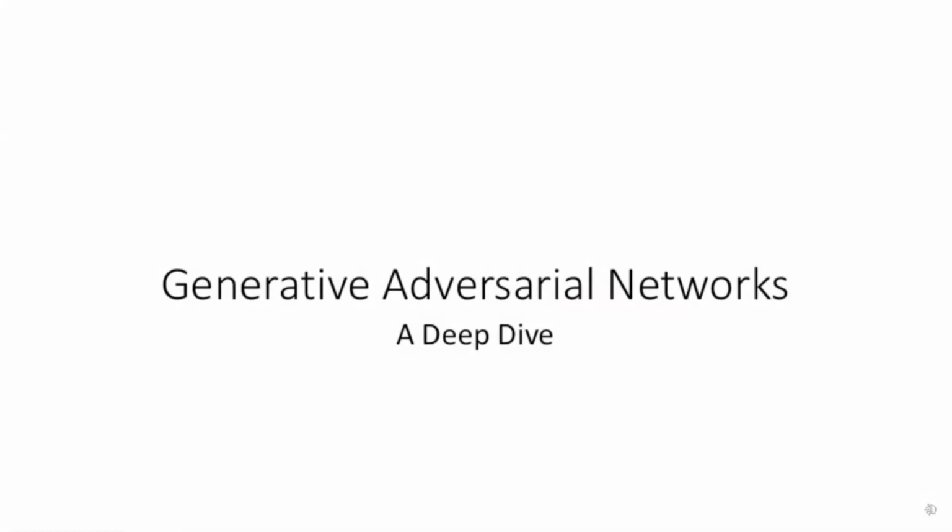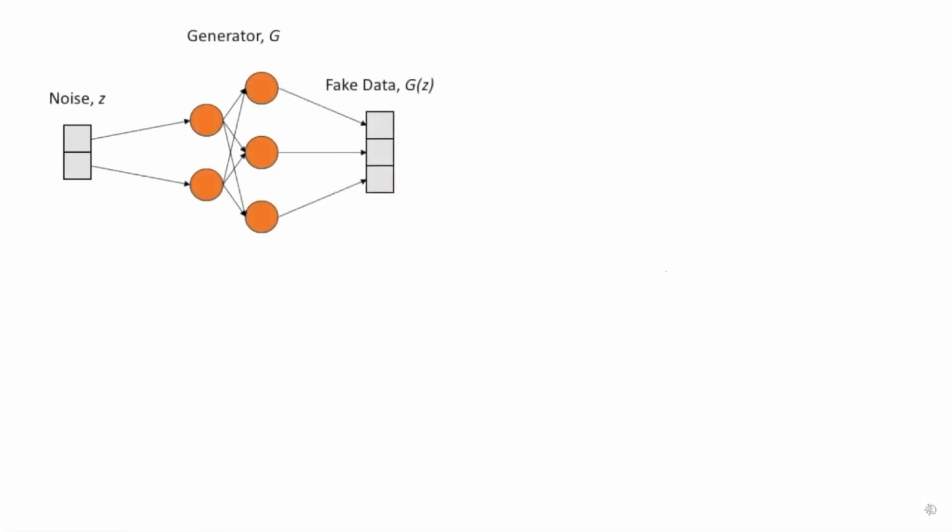Let's get started by recapping the data flow for a GAN. We start with a vector of randomly generated noise called Z. This noise is the input to the generator, which is a neural network that transforms the noise input into a fake sample. We call the output of the neural network G of Z.